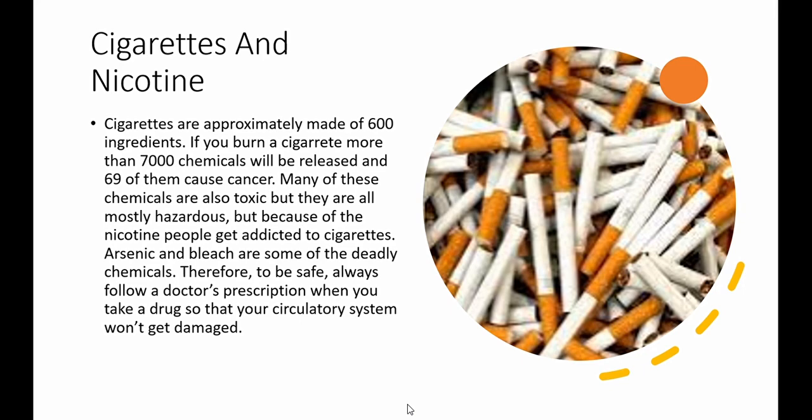But anyways, you have to follow a doctor's prescription when you take a drug, so that your circulatory system won't get damaged. So basically, like I said, take the right dose. That means take what the doctor says, not higher, not lower, but the exact prescription. Like, take this at night 2 times, or take this in the day 1 time only. Just follow it specifically, so that nothing in your body will get damaged. There may be side effects, but you'll be fine in the end.